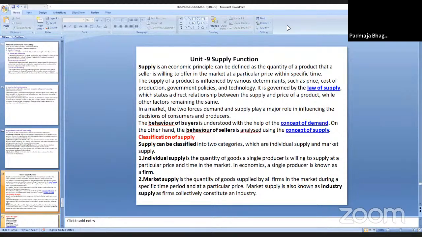Market supply is the quantity of goods supplied by all firms in the market during a specific time, for a particular price. And market supply is also known as industry supply, as firms collectively constitute an industry.